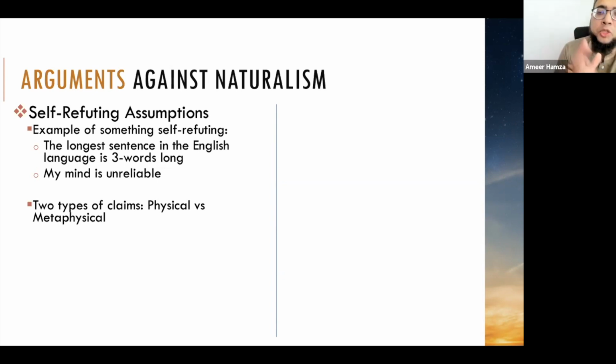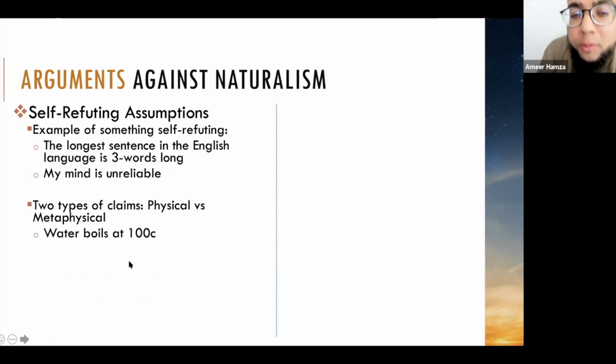I'm going to put up a statement. You tell me, physical or metaphysical. You're going to notice all statements are true. Whether you're a theist or an atheist, all these statements are true. I just want you to categorize them as physical or metaphysical. Here's the first one. Water boils at 100 degrees Celsius. Physical or metaphysical? Okay, very good. Why physical? Because you can physically study it. Put it under a microscope, study it in a lab, in a test tube, and you can get to the truth. Very good.